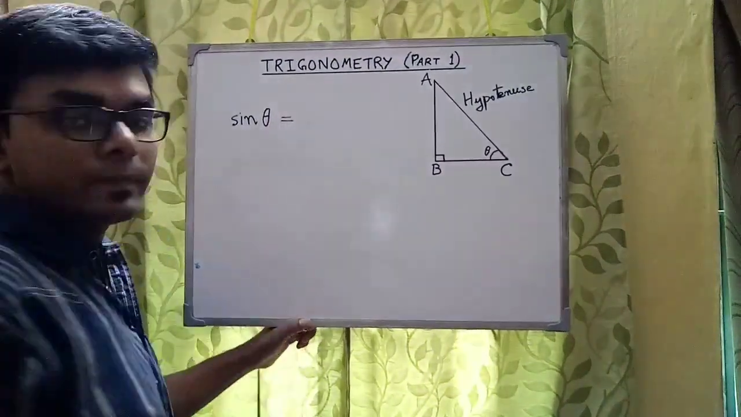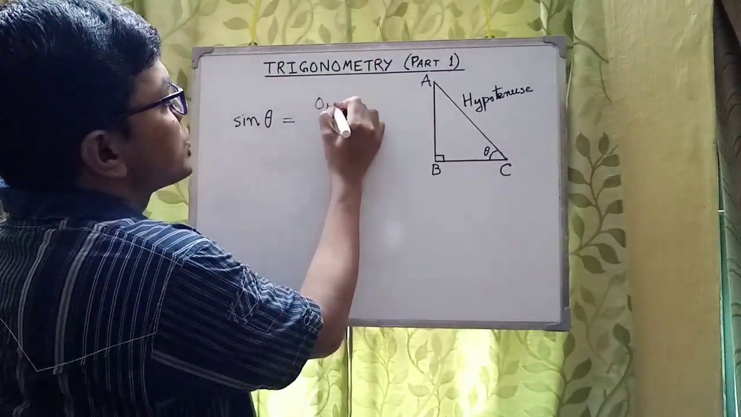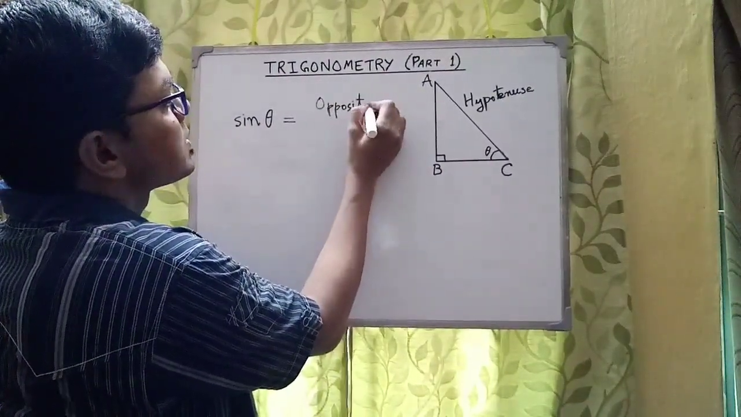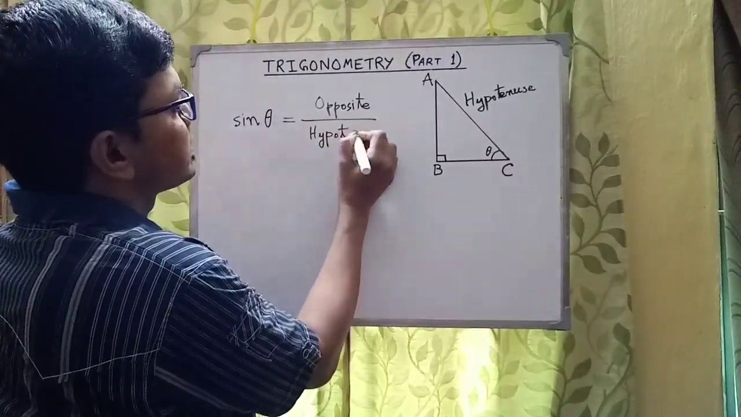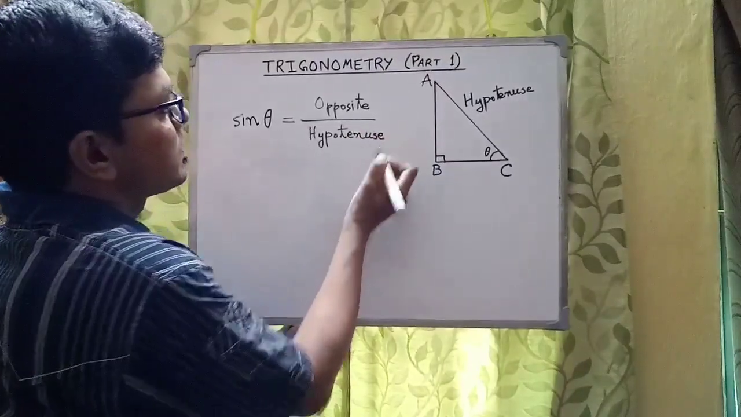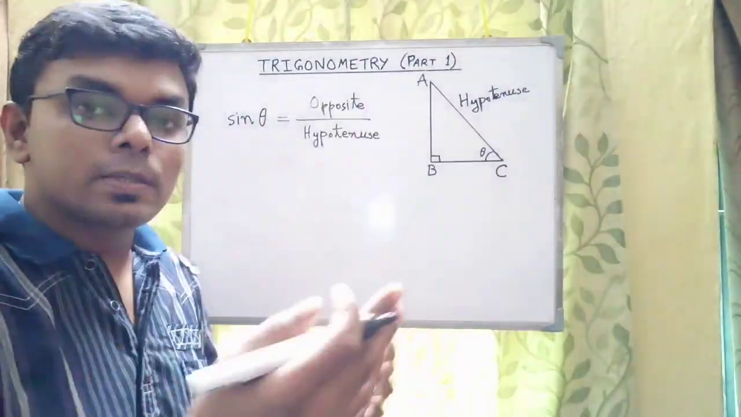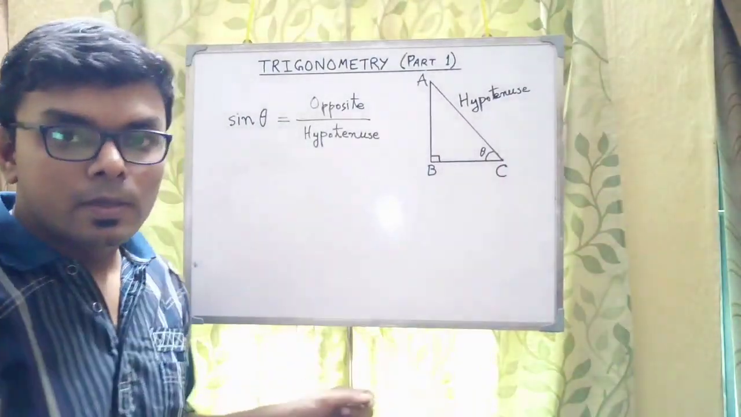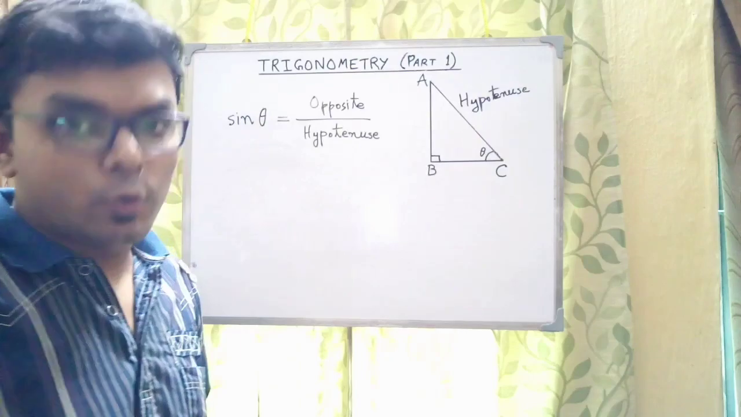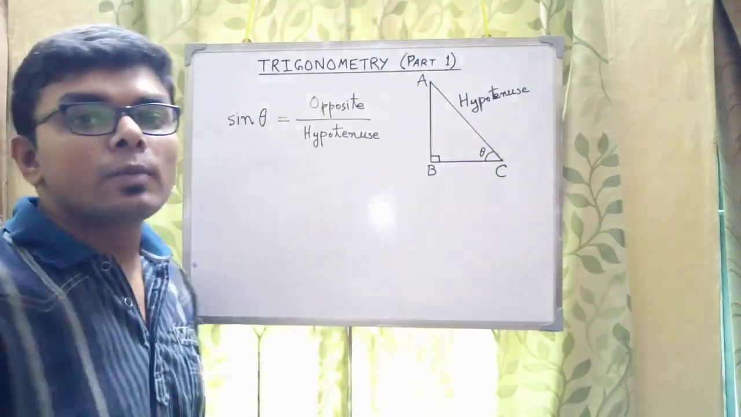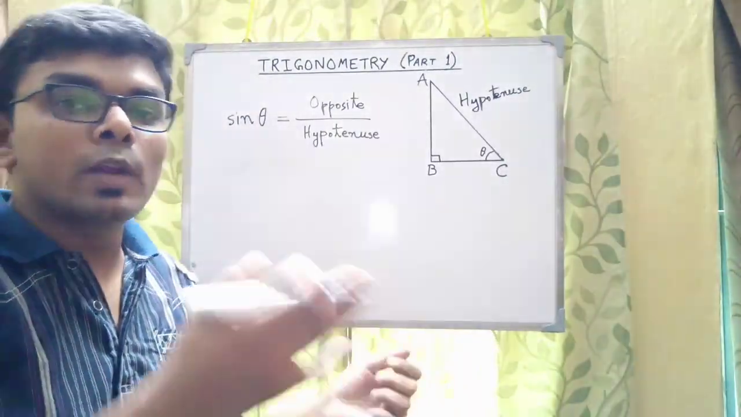Sine theta equals opposite by hypotenuse. Sine theta equals opposite by hypotenuse. Now opposite of what? Opposite of theta. In many books I have seen it's written sine theta equals perpendicular by hypotenuse. I think this is a better way to remember it, because students often get confused about which is the perpendicular and which is the base.